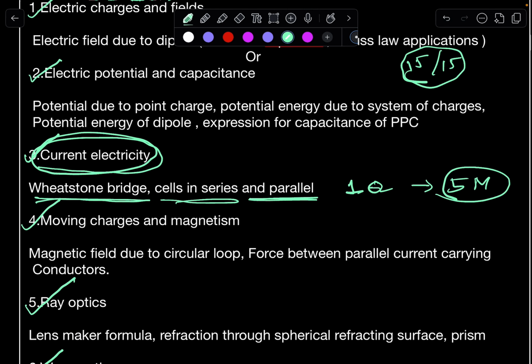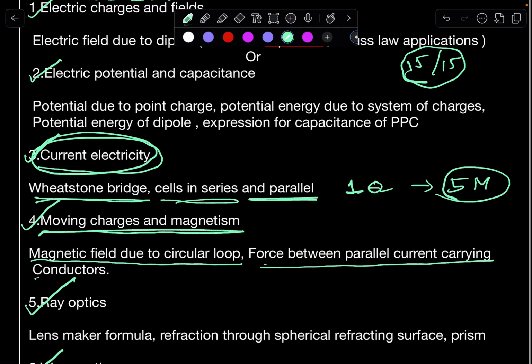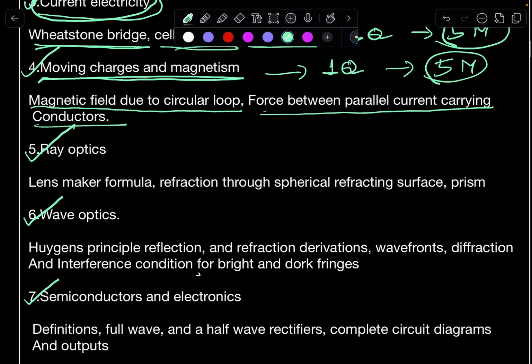The next chapter is the most important chapter, moving charges and magnetism. In this there are two most important questions. One is magnetic field due to a circular loop and the other is force between parallel current carrying conductors. Here you can write one more 5 mark question, so easily you can score 5 marks in this chapter.